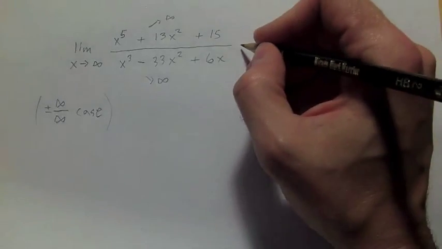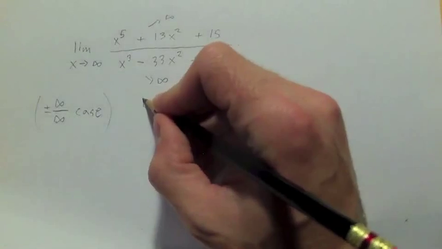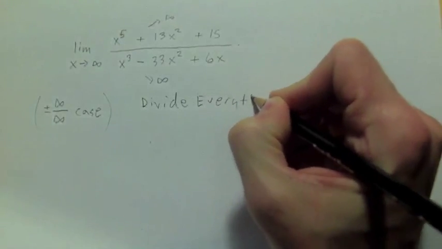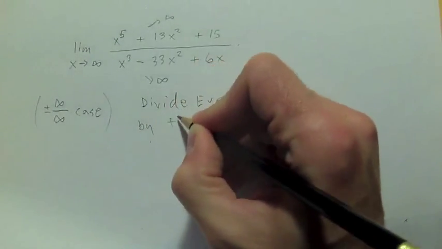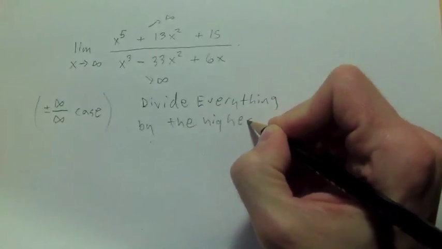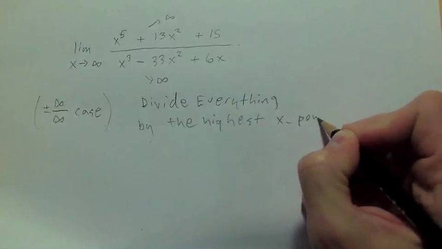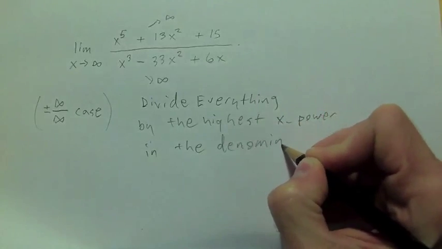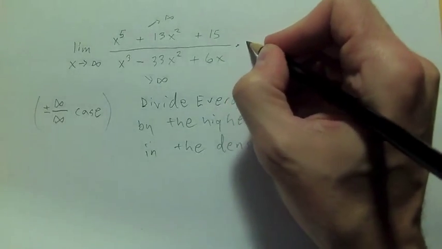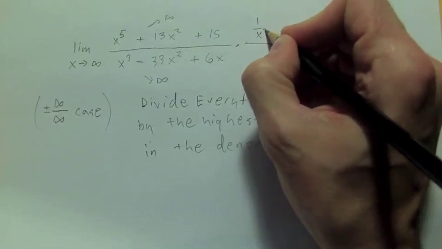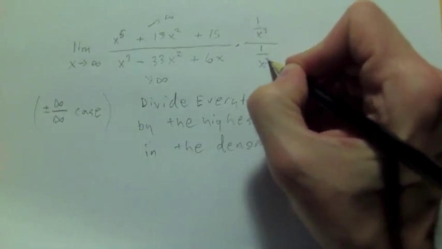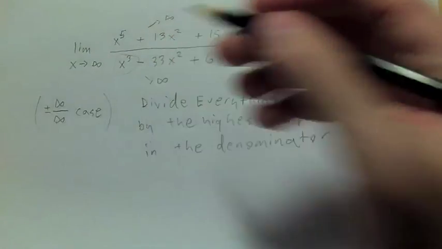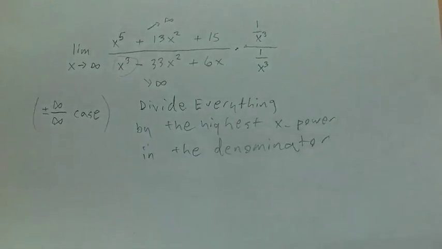Okay. So what we're going to do is we divide everything by the highest power of x in the denominator. So the highest x power in the denominator. I often write it like this: 1 over x cubed over 1 over x cubed. So the highest power of x, the highest x term in the denominator is x cubed.